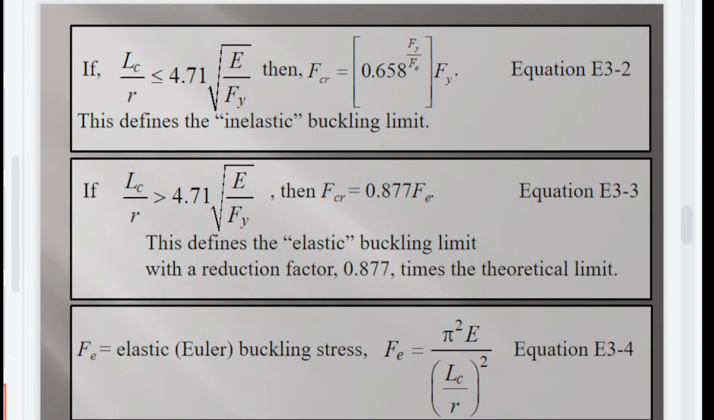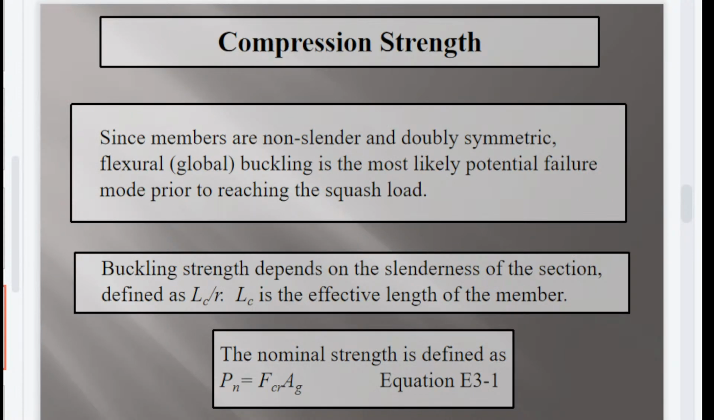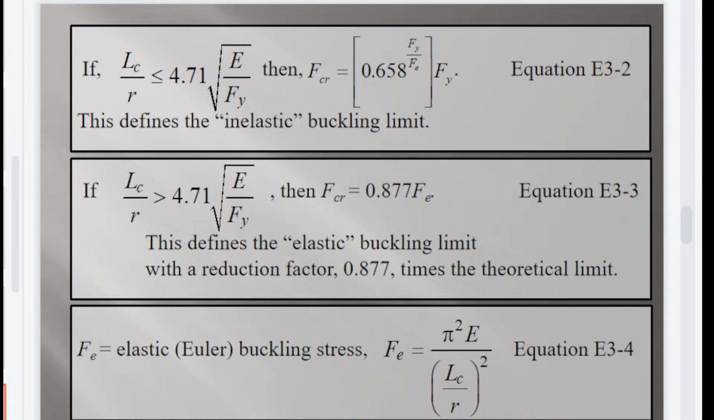Then, if that is the case, Fcr would be equal to the quantity 0.658 raised to the exponent Fy over Fe. You have to memorize this. You notice you still have to compute Fe, the elastic Euler buckling stress. So that quantity, 0.658 to the Fy over Fe, is multiplied by Fy. Take note, this is equation 1, then you have equation 2.